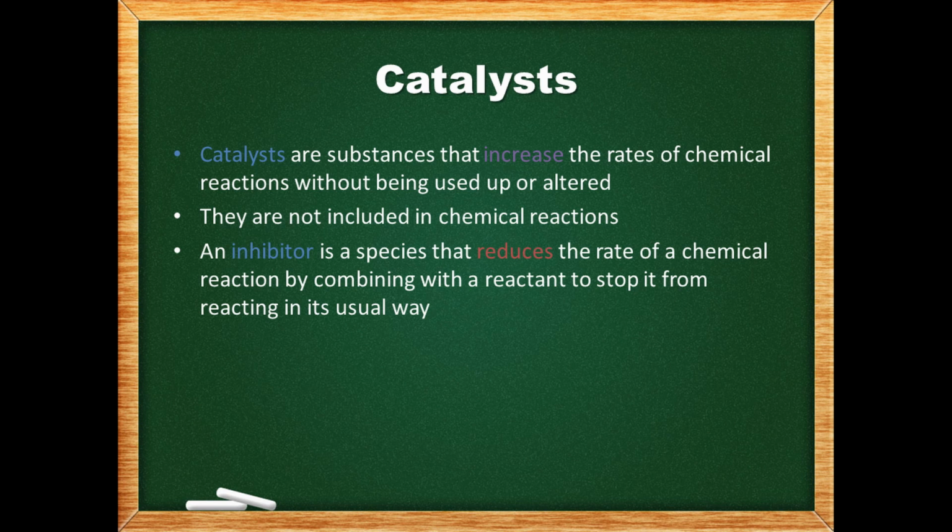Catalysts are substances that increase the rates of chemical reactions without being used up or altered. This means they are not included in chemical reactions, although sometimes a formula is shown above the arrow between the products and reactants. We will touch on catalysts again later on. An inhibitor is a species that reduces the rate of a chemical reaction by combining with a reactant to stop it from reacting in its usual way.